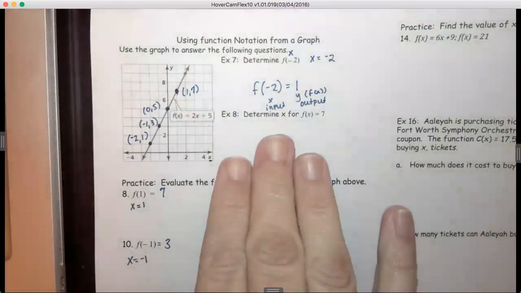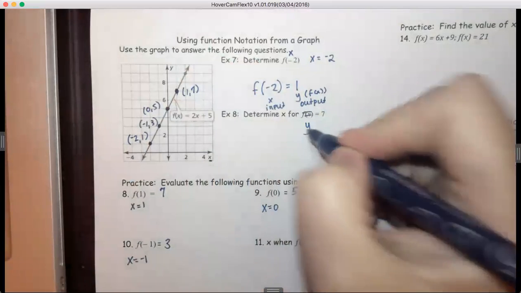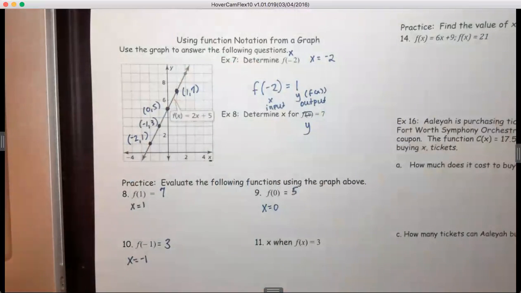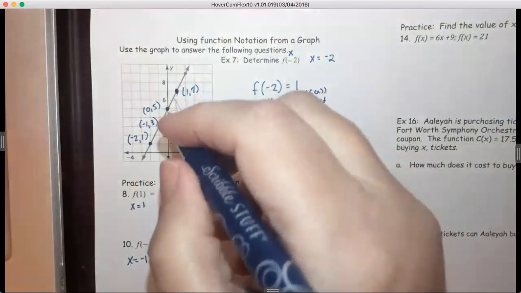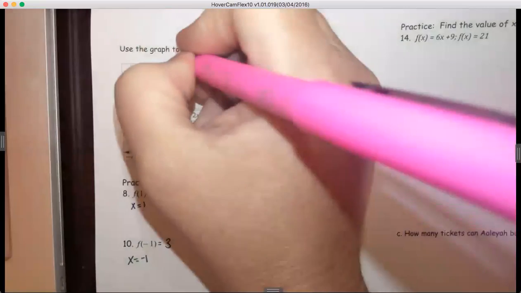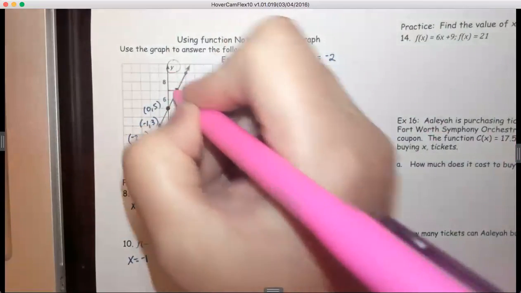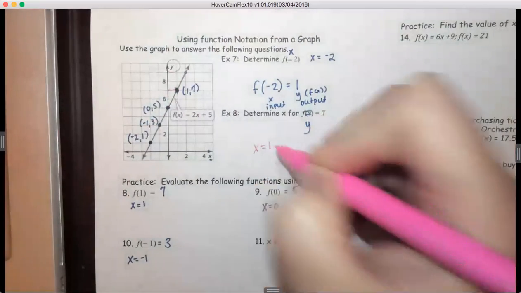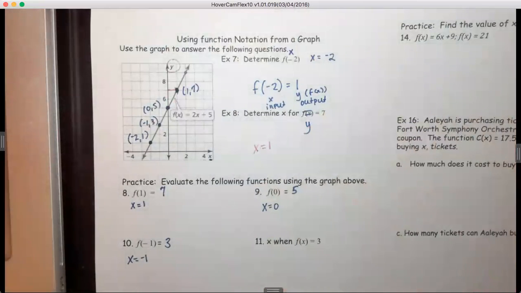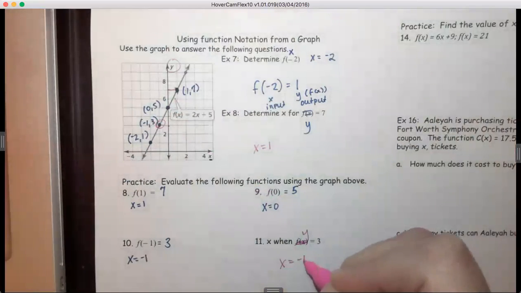Now, if I have to determine x, if I know f of x, this is like y equals, right? So I would then have to go to the y part of the graph. Let me change colors here. So here's the y part of the graph, the y-axis, and I'd go to 7, and I'd go over, and I see that x equals 1 when f of x is 7. Same thing here. When y, or f of x, is 3, go over, my x equals -1.